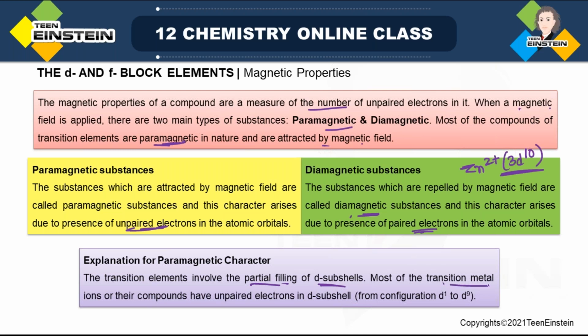So in most cases, transition metal ions or their compounds will have unpaired electrons in this subshell, starting from d1 up to d9. Because if it is d0, it is diamagnetic. If it is d10, it is also diamagnetic. So in between these two, for this range, it will always be paramagnetic because it will always have an unpaired electron. The number of unpaired electrons may change, but at least one unpaired electron is enough to show paramagnetic behavior. Fine.